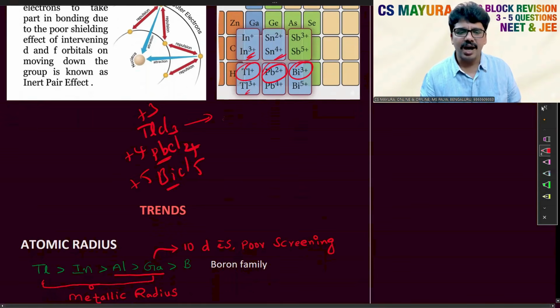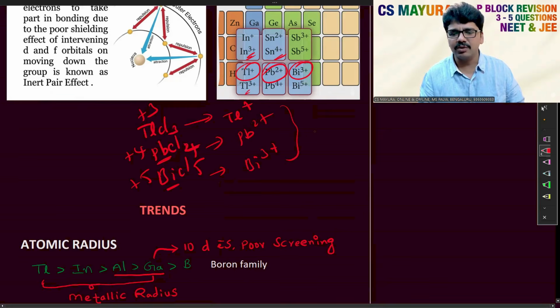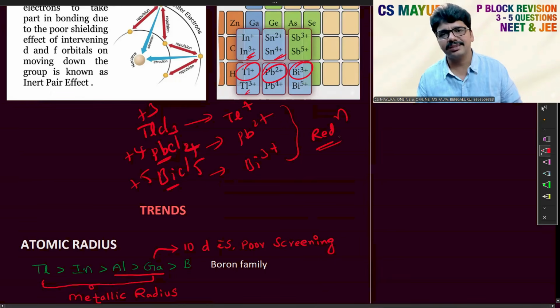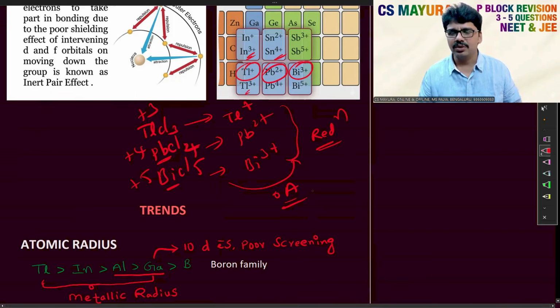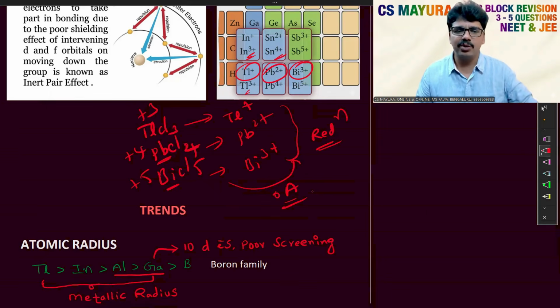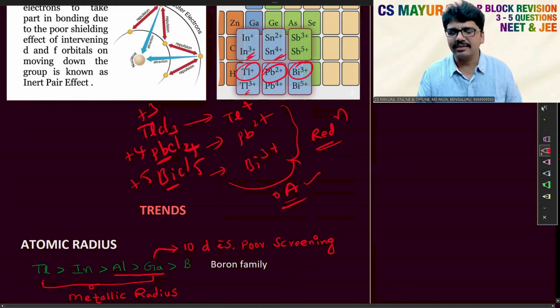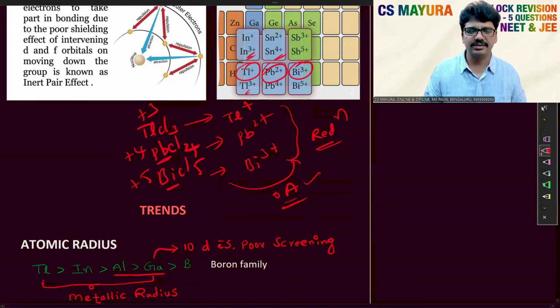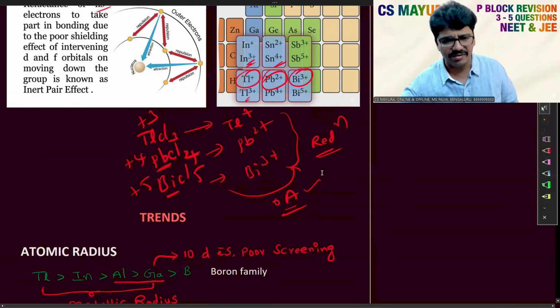So TlCl3 undergoes reduction to form Tl+. PbCl4 undergoes reduction to form Pb2+. And BiCl5 undergoes reduction to form Bi3+. So all are going for reduction to get their stable oxidation state. The compounds which undergo reduction act as oxidizing agents. So hypothetically, if any thallium compound is given with +3, lead compound with +4, bismuth compound with +5, those compounds act as oxidizing agents because they undergo reduction to form a stable oxidation state. This is one of the important applications of the inert pair effect.